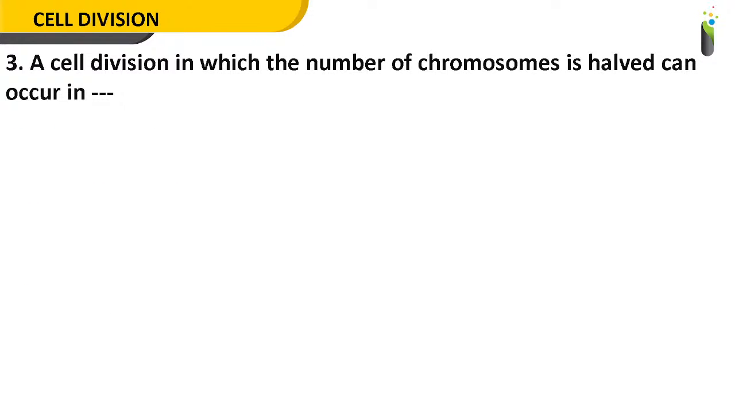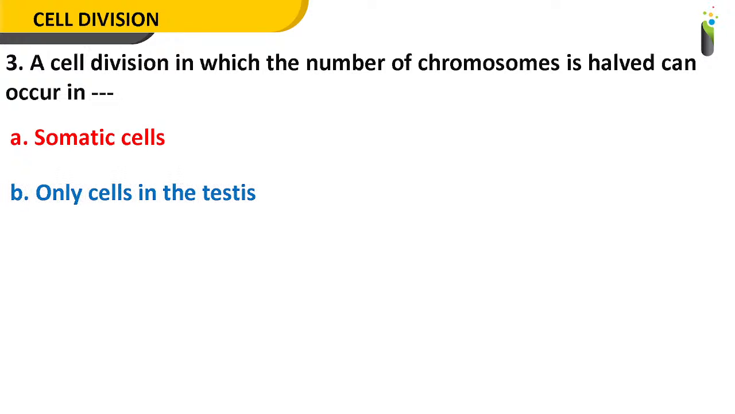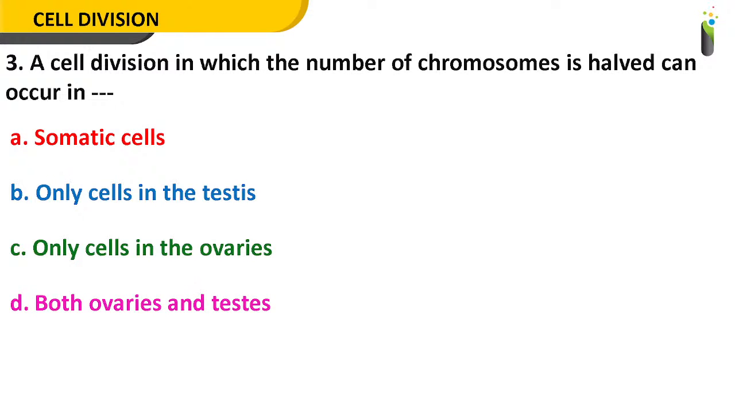Coming to question number three, a cell division in which the number of chromosomes is halved can occur in dash. A. Somatic cells. B. Only cells in the testis. C. Only cells in the ovaries. D. Both ovaries and testis. So answer me for question number three. The answer for this question is D.